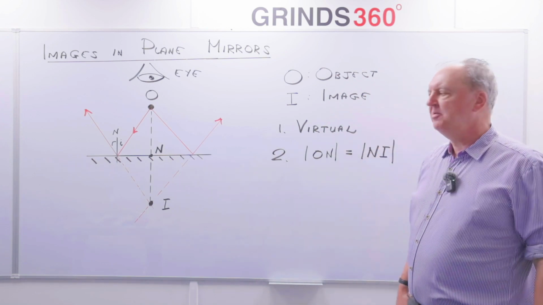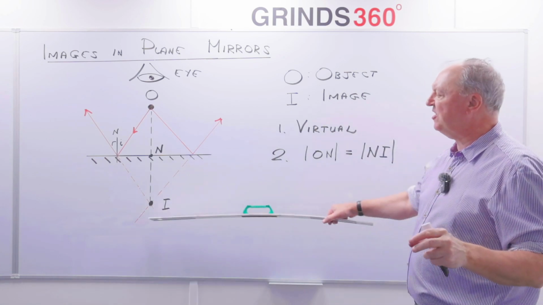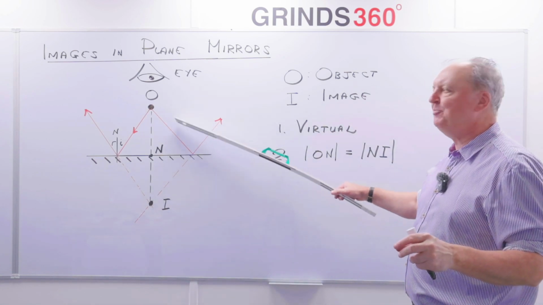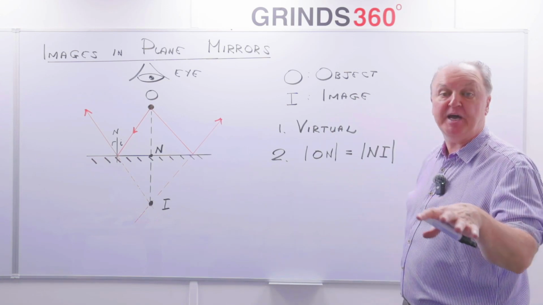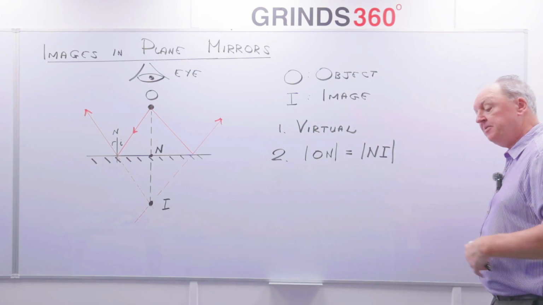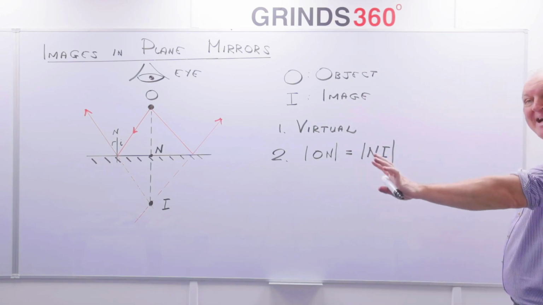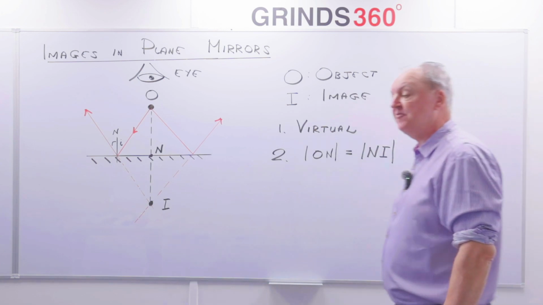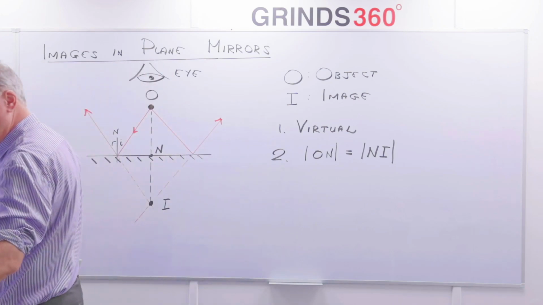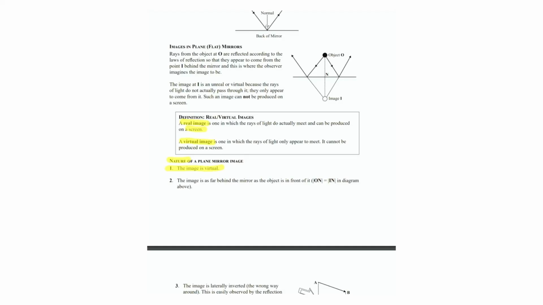And do you know what that means? It means the image is as far behind the mirror as the object is in front of it. That kind of makes sense, doesn't it? You know, when you're looking at your image inside a mirror, the more you walk back, the more you can see your image going back into the mirror. So the image is as far behind as the object is in front. So looking at your notes, you can see the second part of the nature, the image is as far behind as the object is in front. ON is equal to IN in your diagram.